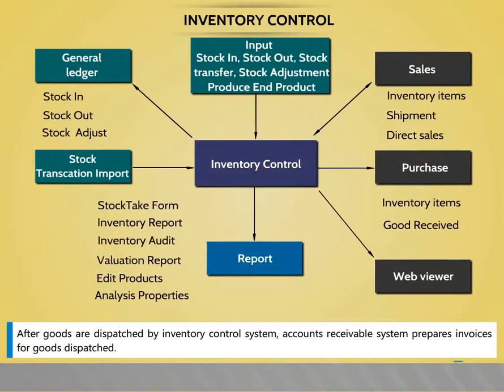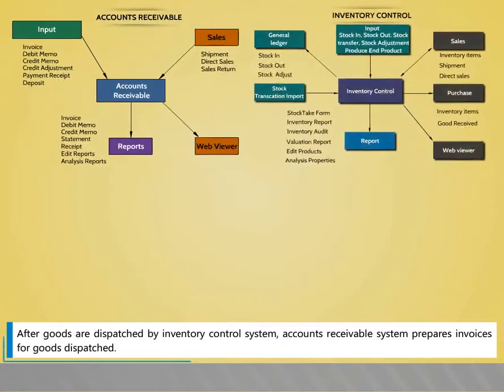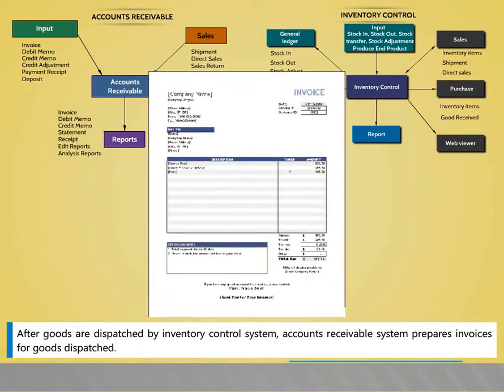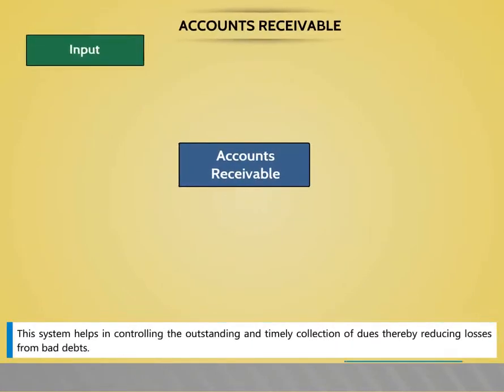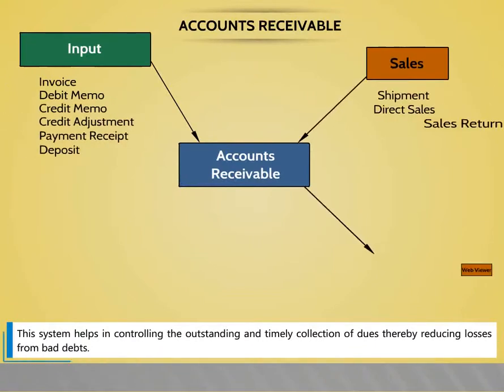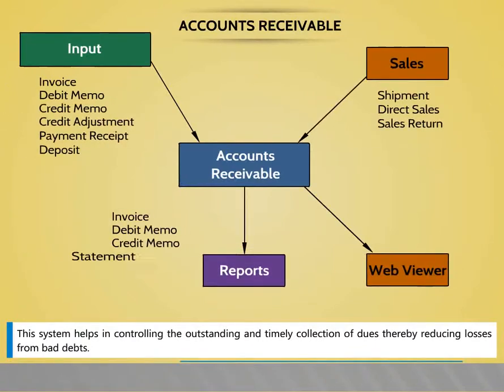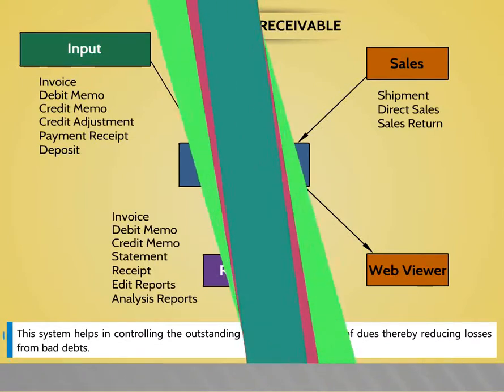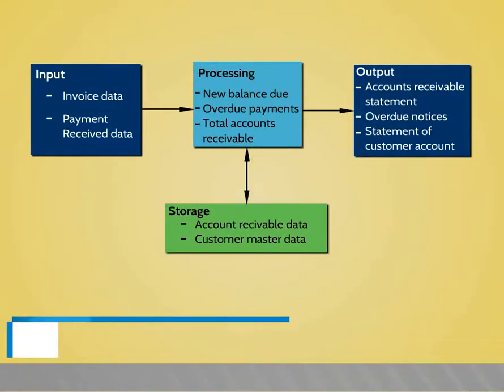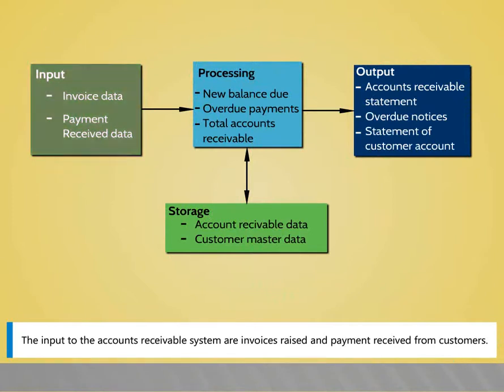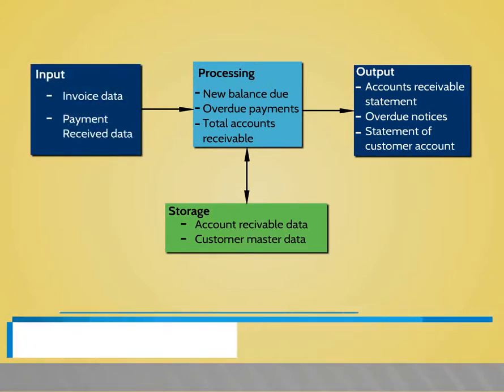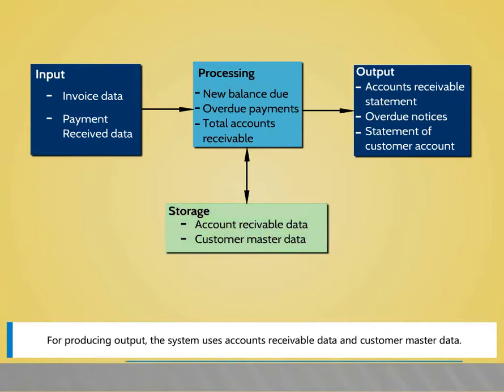After goods are dispatched by inventory control system, accounts receivable system prepares invoices for goods dispatched. This system helps in controlling the outstanding and timely collection of dues, thereby reducing losses from bad debts. The input to the accounts receivable system are invoices raised and payment received from customers. For producing output, the system uses accounts receivable data and customer master data.